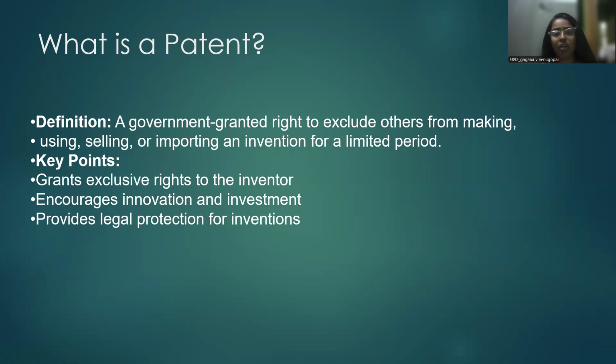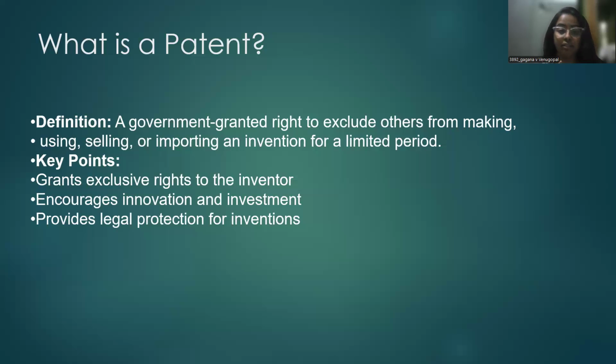Suppose you have invented a medical device and there's a chance of others copying your idea. Before somebody copies your idea, makes it their own and sells it, in order to protect your idea and project, you go for something called a government granted right called a patent, where you file a patent and register the complete rights of your project.